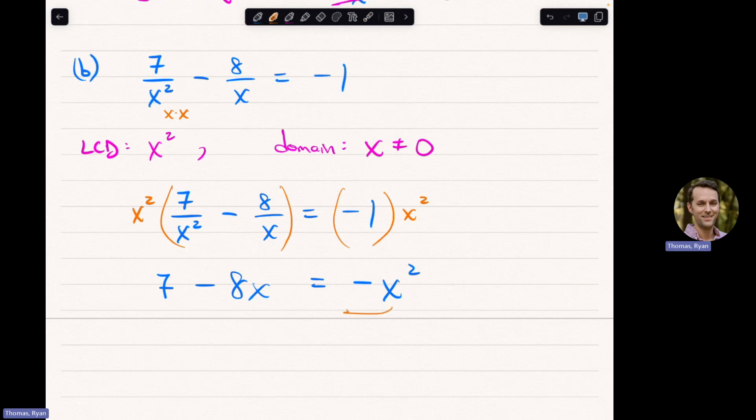So I'm going to move this over by adding. I'm also going to rearrange. Just be careful when you do that. Keep in mind that the sign goes with the term, right? So negative 8x, 8x is negative, 7 is positive, so it's plus 7. To move it over, you add it. You do the opposite. It was negative on the right-hand side, so when you move it to the left, it's positive.